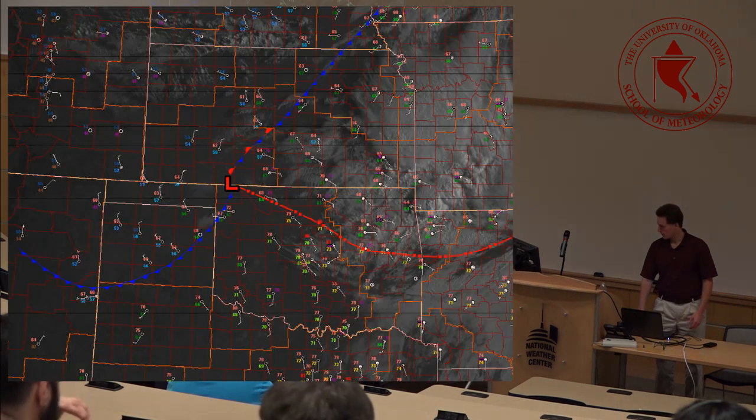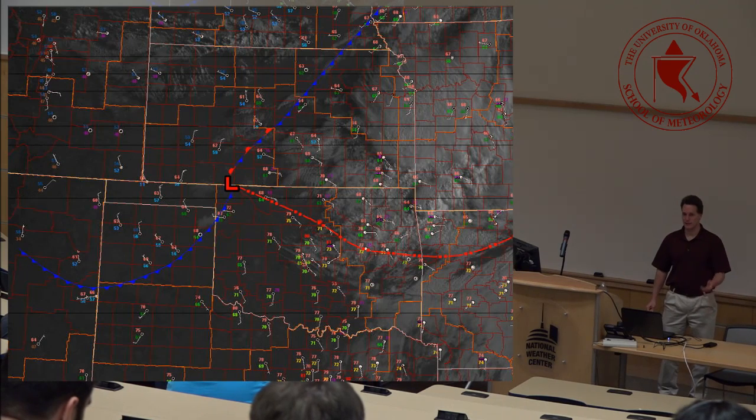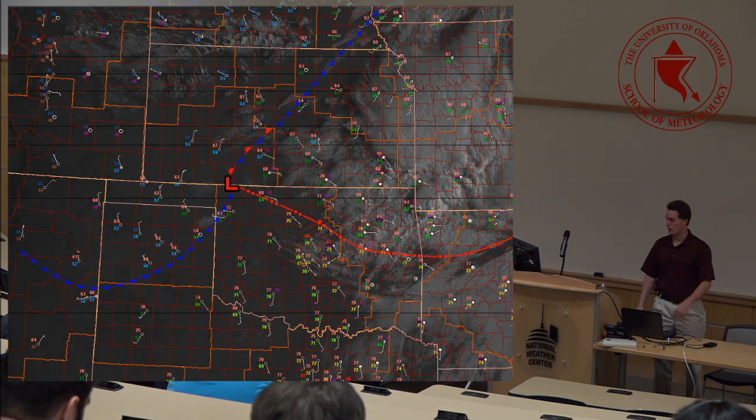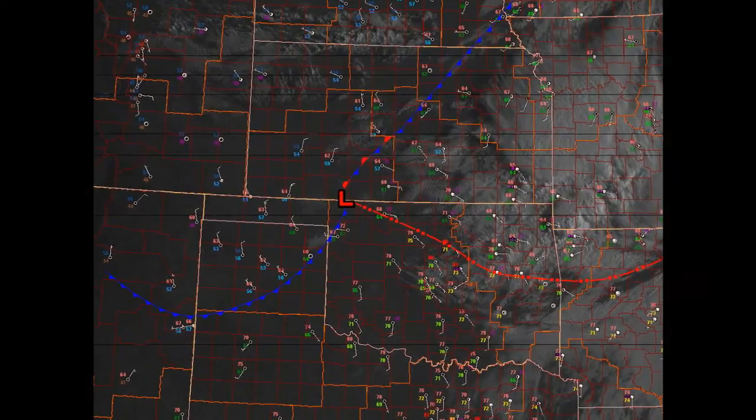Okay, so here's an outflow boundary case. I want to say it was September 1st. I don't remember the date, but I think that's what this one is. It was this past fall, early fall. I've marked the boundaries using our fancy operational software. The outflow looks like the dash-dot line going from northern Oklahoma into Arkansas.